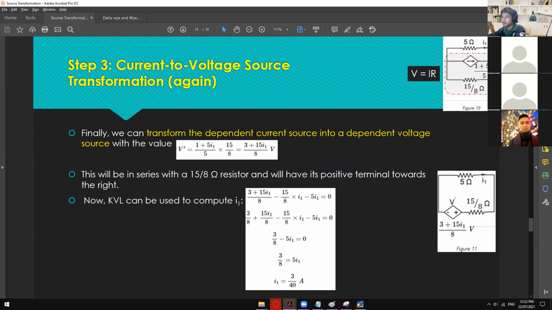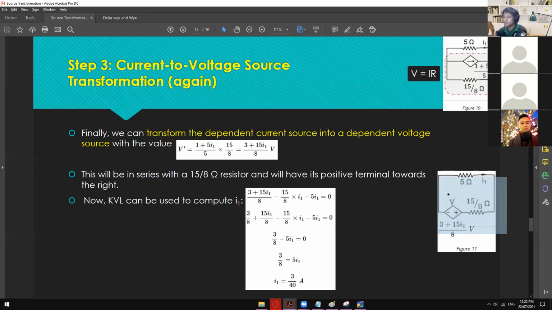We're going to need either KVL or just simply Ohm's law. But I think KVL is better here, since even though we know the voltage and we know the total resistance, we won't be able to solve the voltage of this one.